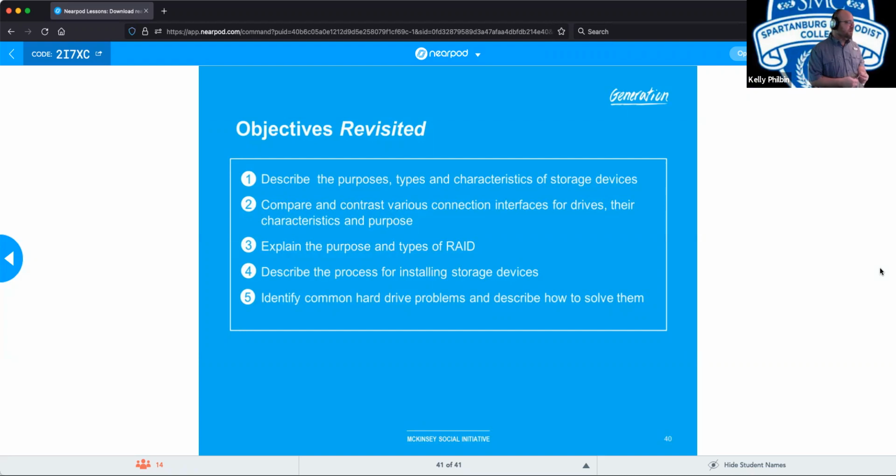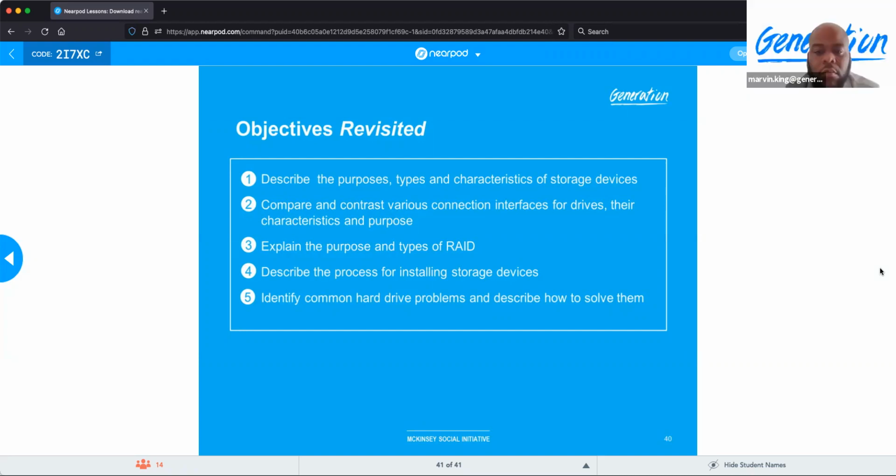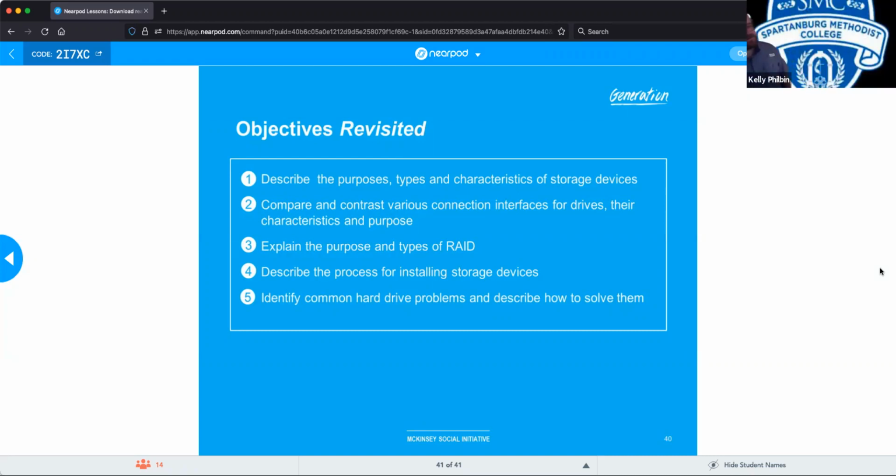We should be able to describe the process to installing a storage device into the computer, and we should be able to identify common hardware problems, hard drive problems, and how to address them. Any questions so far?